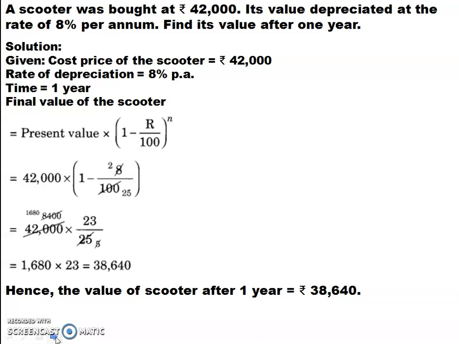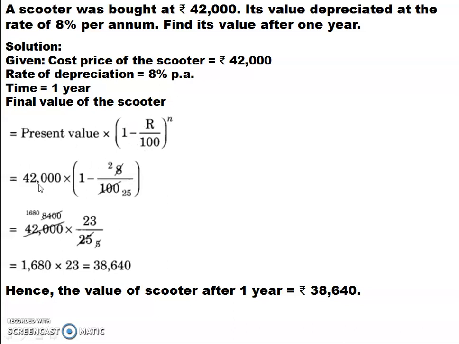Now we will discuss an example for decreasing quantity. A scooter was bought at rupees 42,000. Its value depreciated. Depreciated means decreased, at the rate of 8% per annum. Find its value after 1 year. Okay. So 1 year, the present value is 42,000 and you have to find the decreased value at a rate of 8%. So here I told you, you will have a minus sign.